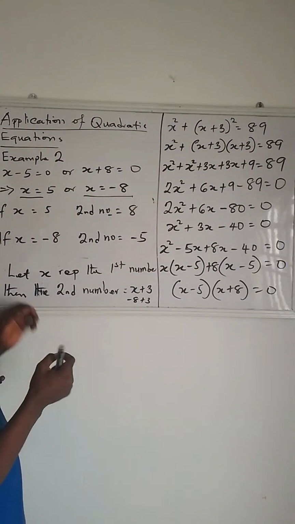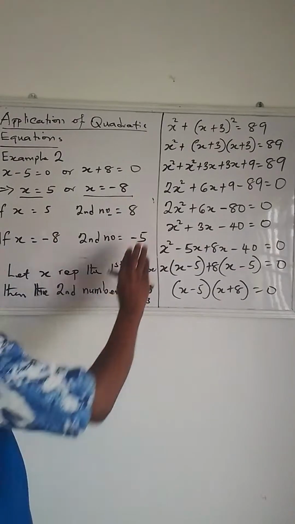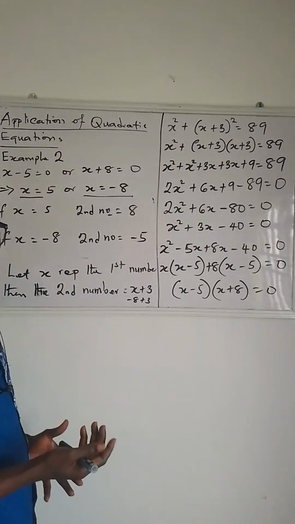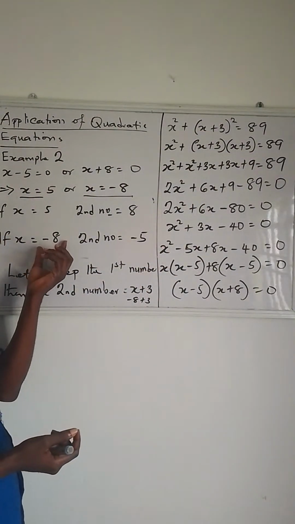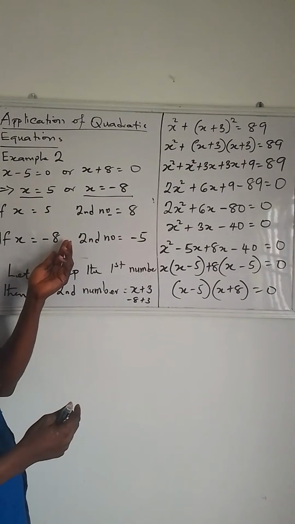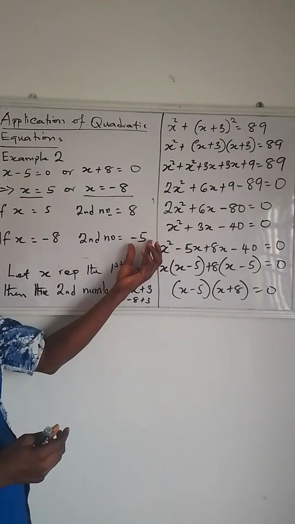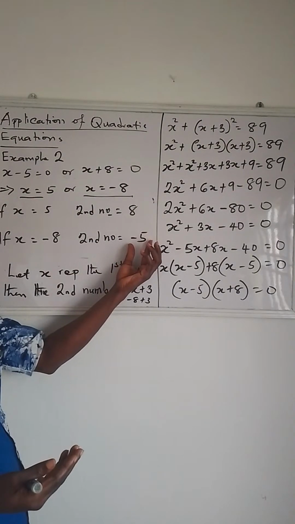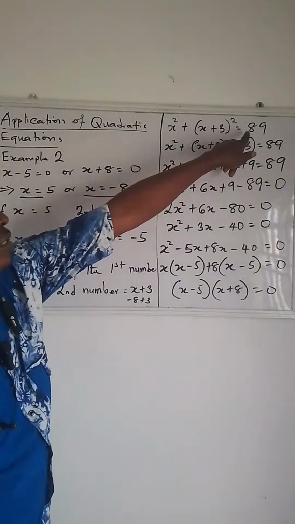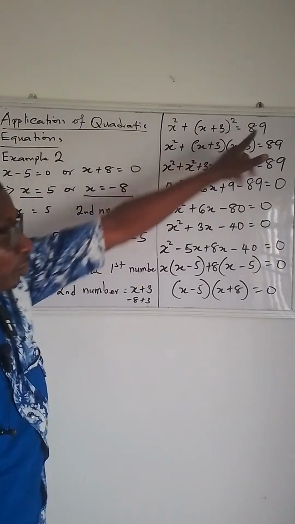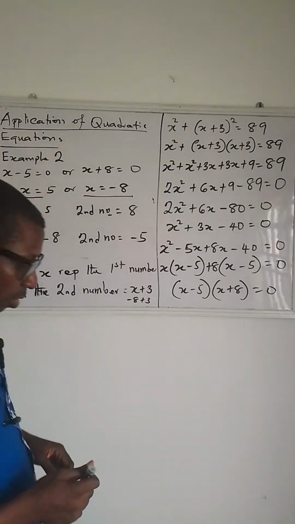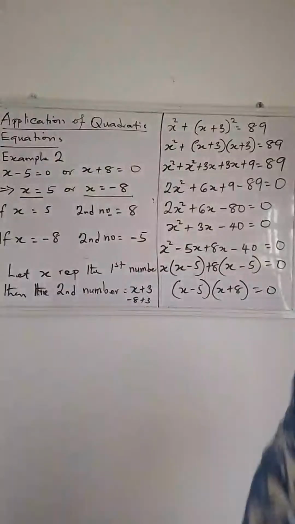You will see that if you square this number here and you square this and you add together, you will have 89. You can check back. So 8 times 8 gives you 64, and minus 5 squared is the same thing as 25. So when you add 64 and 25 together, you have 89. All right, so that means your answers are correct. The same thing also applies to this. Good. Okay, so that is that.